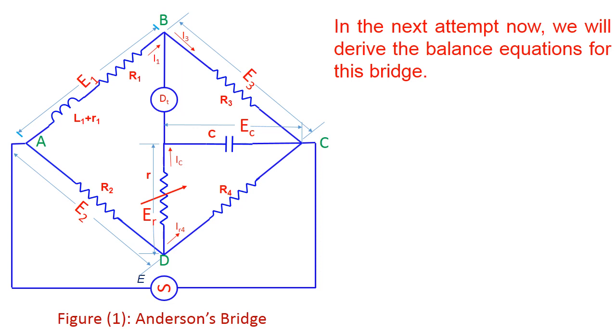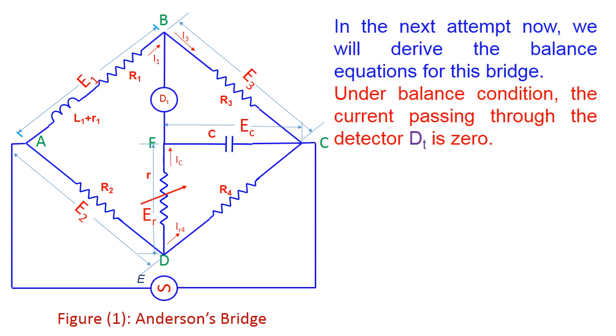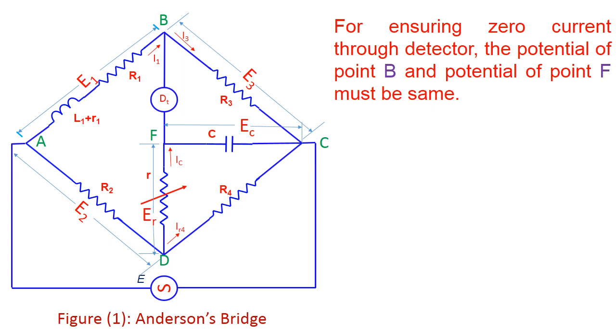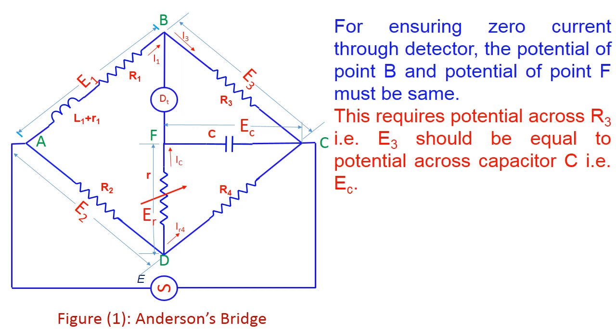In the next attempt, now we will derive the balance equations for this bridge. Under the balance condition, the current passing through the detector DT is 0. This leads to arm 1 current I1 equal to arm 3 current I3, and arm 2 current I2 equal to the phasor sum of current IC passing through path RC and IR4, the current passing through R4. For ensuring 0 current through detector DT, the potential of point B and potential of point F must be the same. This requires the potential across R3, that is E3, to be equal to the potential difference across capacitor C, that is EC.